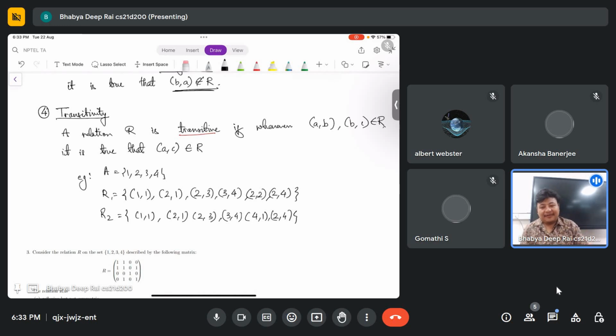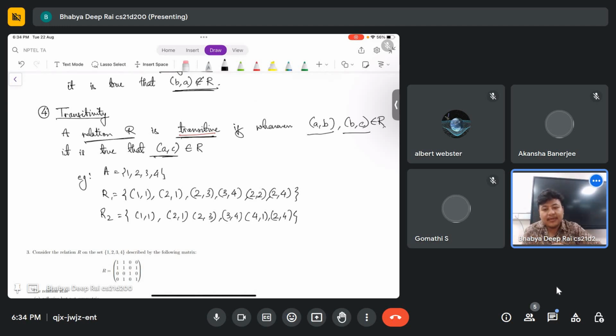Finally, the final thing before moving on to the problems is transitivity. A relation R is said to be transitive if whenever (A, B) is in R and (B, C) is in R, it is true that (A, C) is in R.